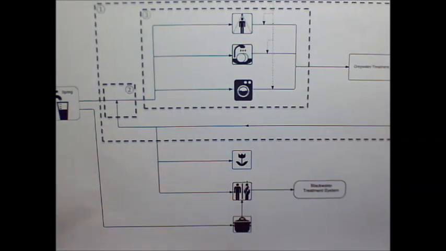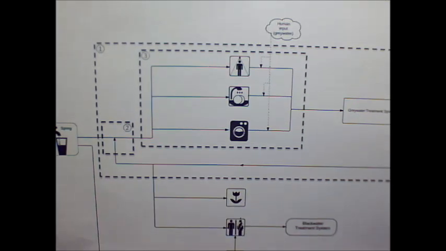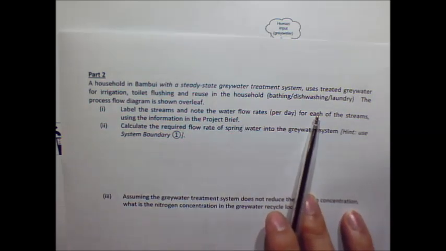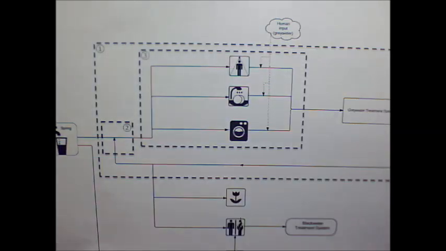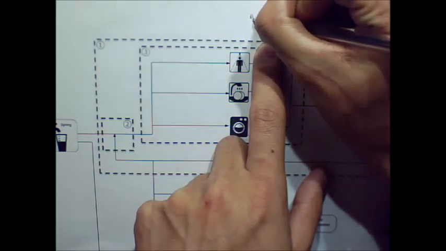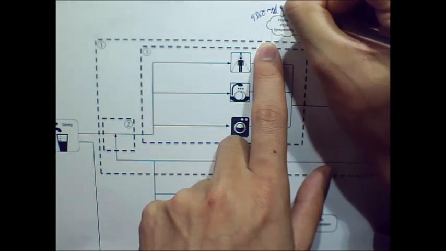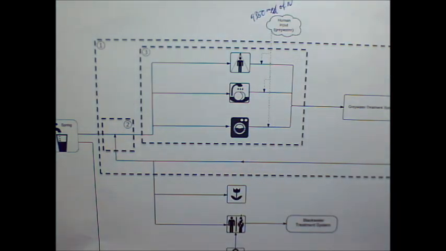Okay, so for this question here, we can write in what we do know, which was part of the very first question, as the question asks you up front to label all the streams that you know and the flow rates from what you know. So what we can label up here is, we know this is going to be 9,350 milligrams per day of nitrogen, because we've just worked that out in a previous question.